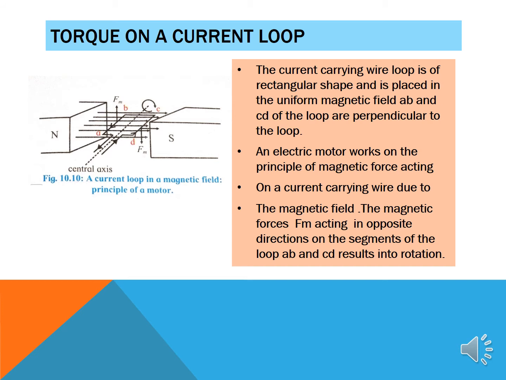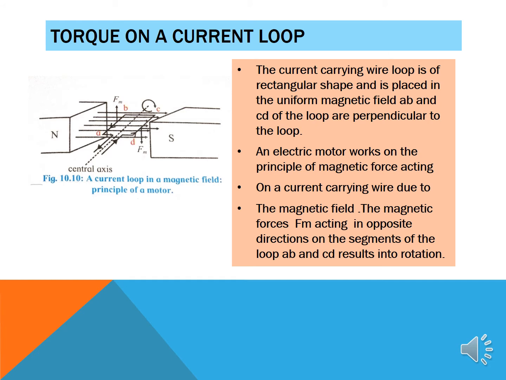This figure 10.10 shows you a current carrying loop ABCD in a uniform magnetic field. There will be, therefore, magnetic forces Fm acting in opposite directions on the segments of the loop AB and CD, which you could see very clearly in the diagram. And this results in the rotation of the loop about its central axis. Let us go on to the details of the contact carbon brushes and an external circuit, which we visualize while seeing the rotation action of a motor. Let me explain how the motor actually rotates.